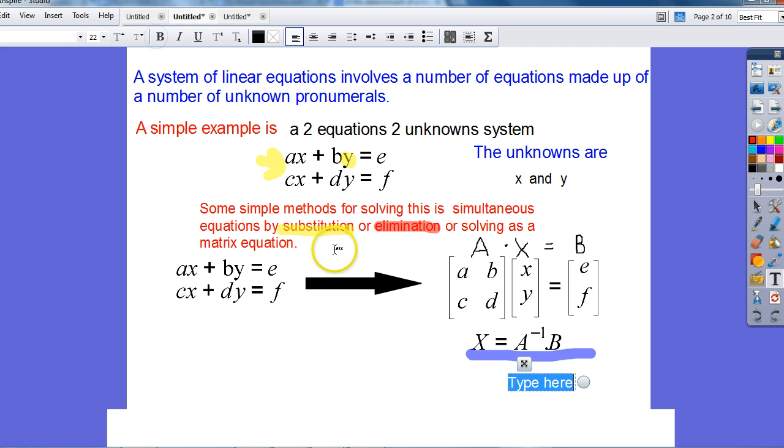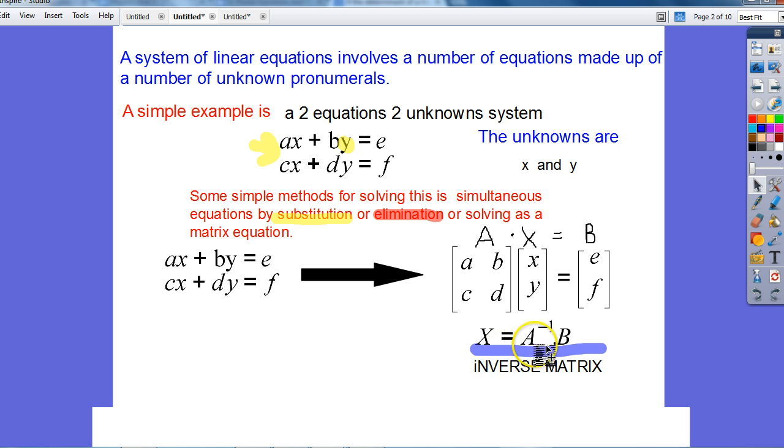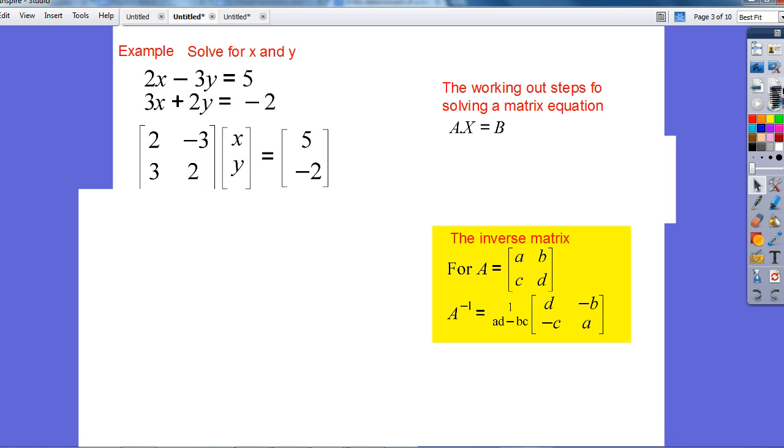Now, the inverse matrix is an important matrix that we need to be able to determine, and there's one thing in it called a determinant, and the determinant is a very important property of a matrix that we're going to examine. So let's look at an example. Here's our system of linear equations, two unknowns, two equations, and we're interested in: is there a solution? Can we solve for x and y?